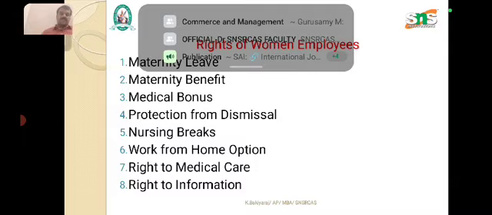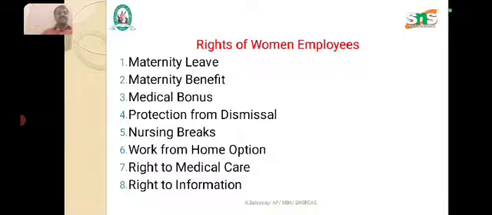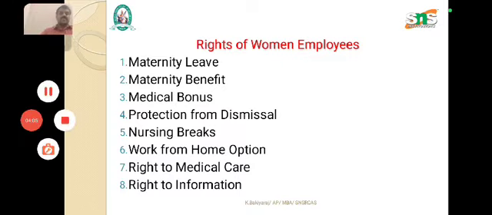The fourth right is protection from dismissal during the period. If prior notice is given by the workers, they may be eligible for protection from dismissal. The fifth right is to claim nursing breaks. Right number 6 is work from home options. Right number 7 is the right to medical care. And right number 8 is the right to get information.